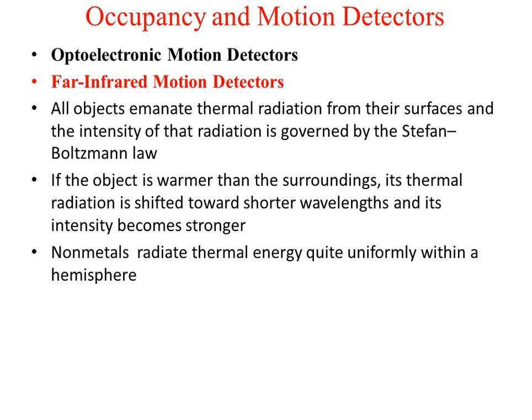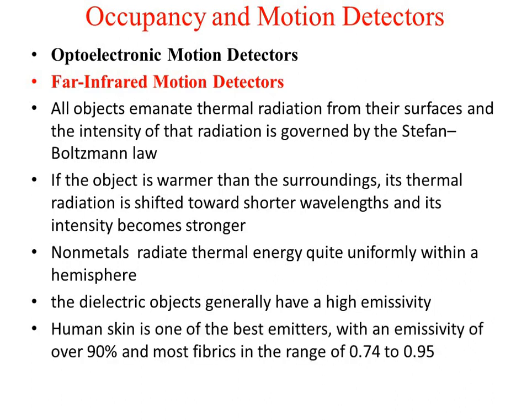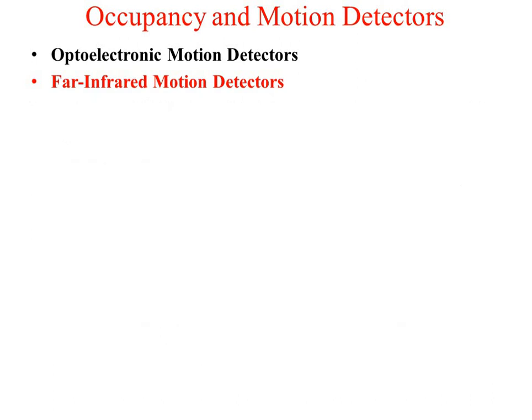Non-metals radiate thermal energy quite uniformly within the hemisphere, and dielectric objects generally have a high emissivity. These are the characteristics associated with different materials. Human skin is the best emitter, and its emissivity is about 90%, and most fabrics are in the range of 0.74 to 0.95.